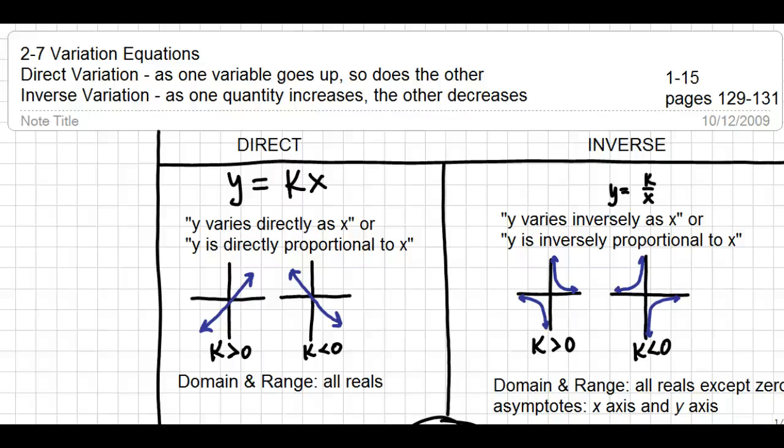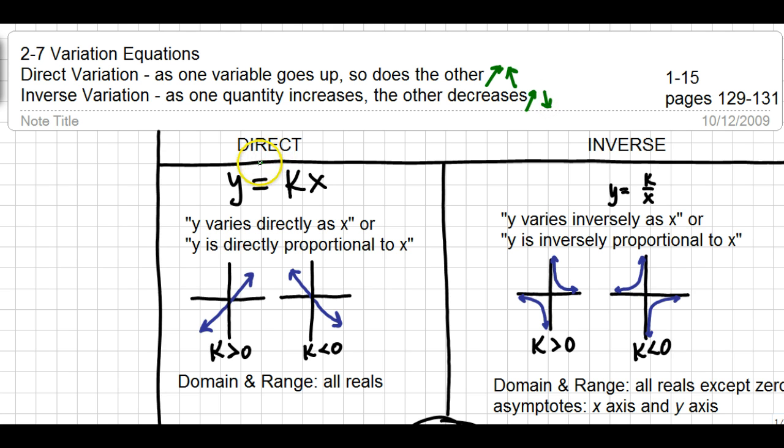This lesson is for FST Lesson 2.7 on inverse variation equations. I think it's important for students to have experience or information about both direct variation and inverse variation in this lesson, even though inverse is the focus. When you're working with direct variation, one variable will increase while the other also increases. So both are going up at the same time. In inverse variation, while one increases, the other decreases.